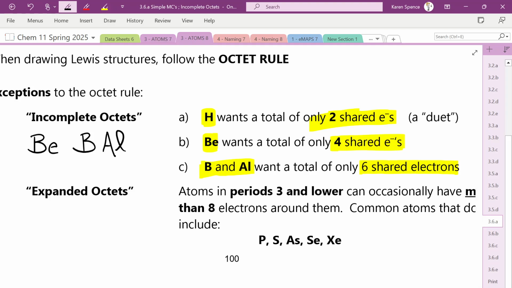We all know hydrogen does not need 8 electrons, yes? But in order to remember the other 3, you can remember a basketball. B-ball. Okay, so they have less than 8. There are also going to be expanded octets, which can have more than 8. We will talk about those later. So don't worry about expanded octets right now.